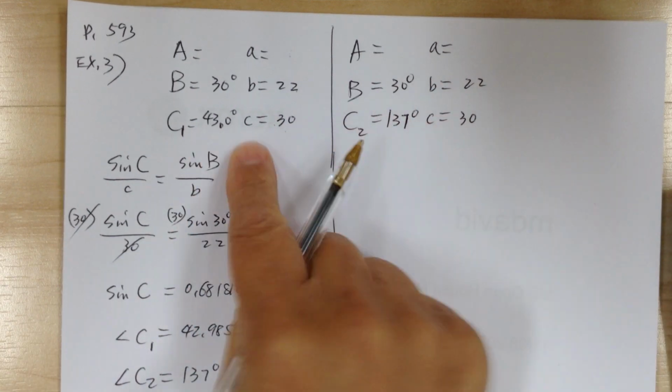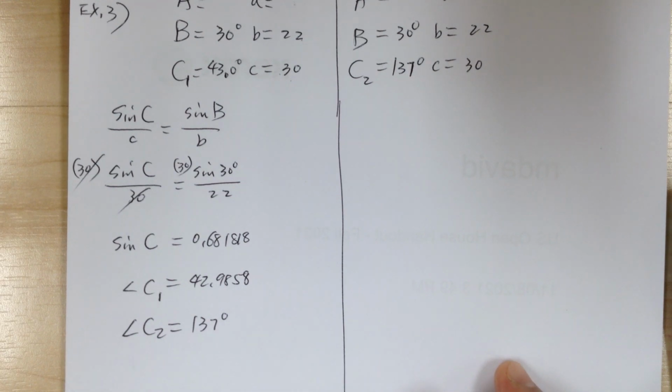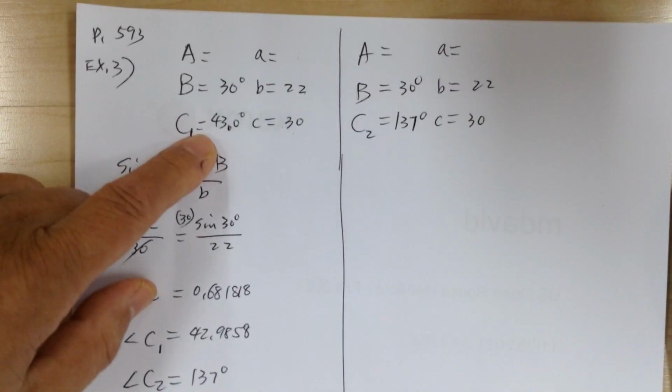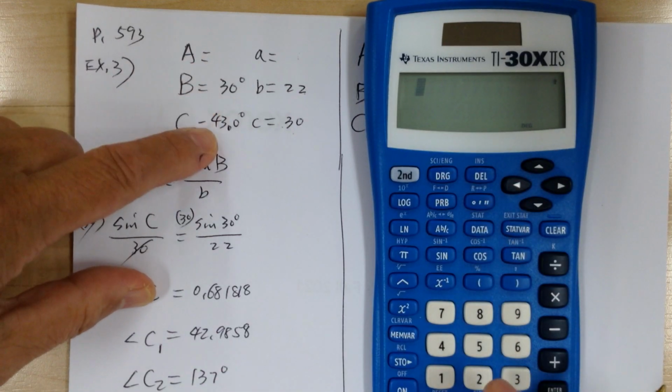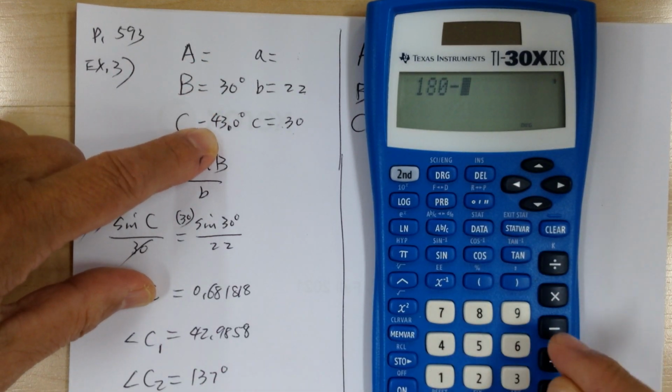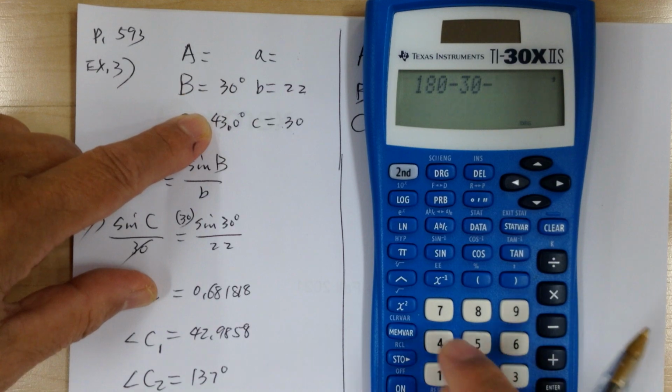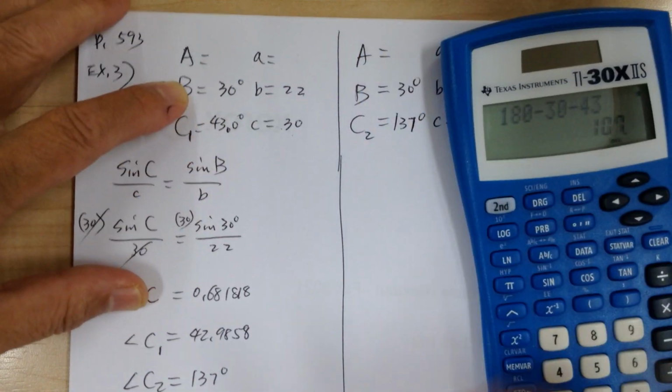Okay, so you have two sets now. Once you do that, you can find the angle A. So you get 180 minus 30 minus 43 equal 107.